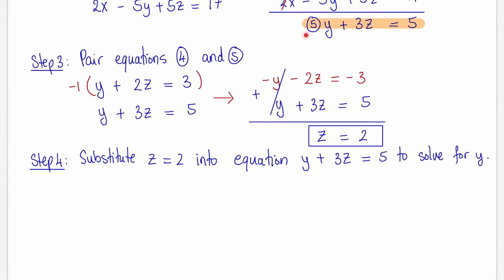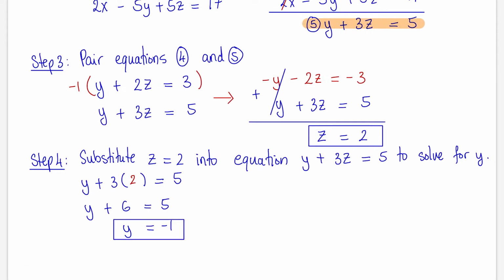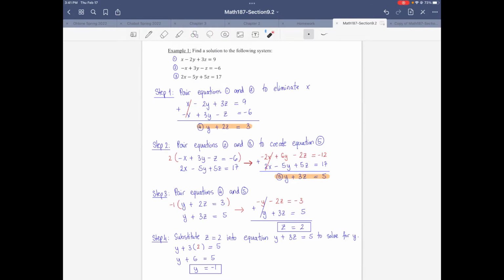I am going to use equation 5 and I will substitute 2 in for z. So I have y plus 3 times z equals 5 and z is equal to 2. So I have y plus 6 equals 5. And if I subtract 6 from both sides, I have y equals negative 1. So I found z and y.